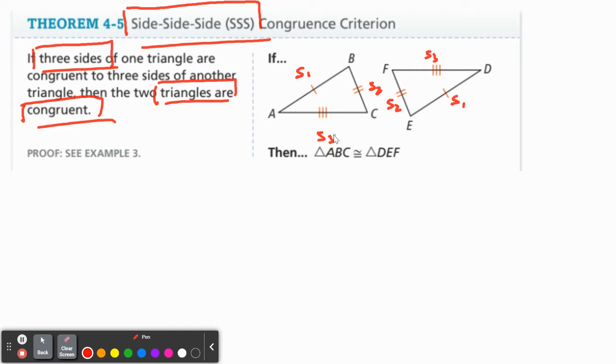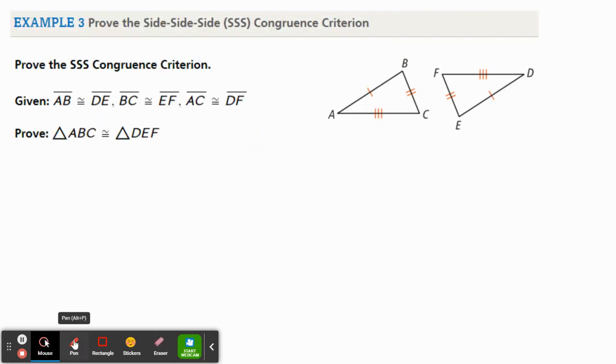Okay, there we go. So now we're going to do a little bit of a difficult proof here of this side side side congruence criterion. Again, just follow along. You'll never have to do this by yourself, but they want us to show you how to do this.